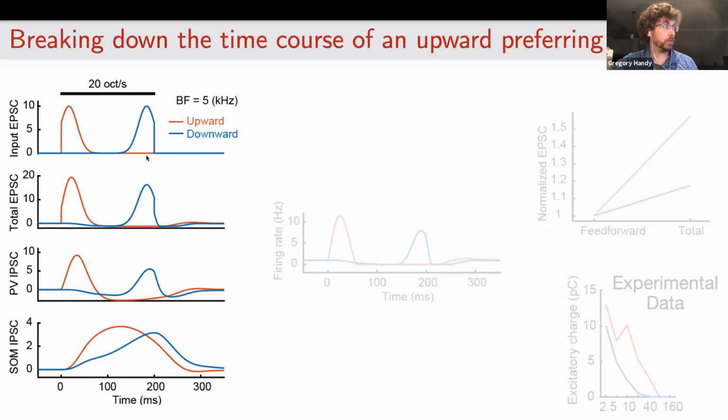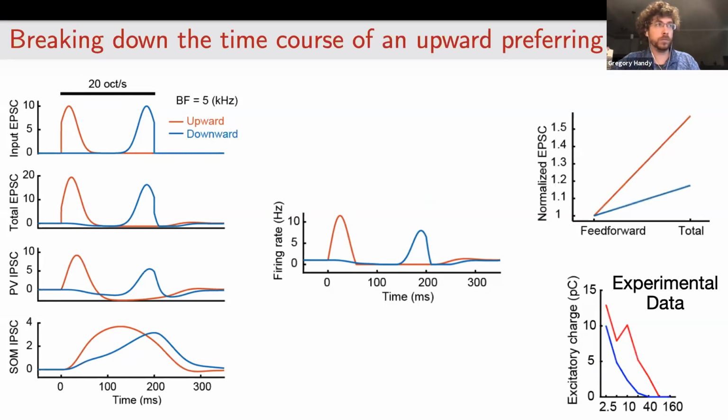so it's not inherited. We have total excitatory current, PV current, and SOM current. For the SOM, we really see these broad projections coming into play. And as we look at the firing rates, we see again this leading suppression that happens in the blue curve, and trailing suppression for the red curve. And we see that we do capture this amplification of excitatory currents that's seen in the experimental data.